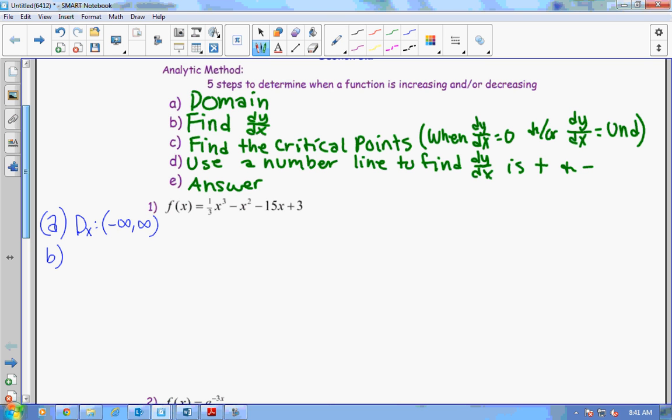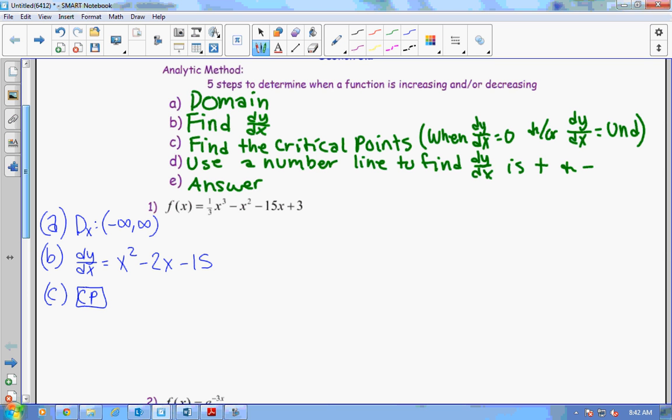Part B, we're going to find dy dx. Dy dx means take the derivative. Okay, Ariel, can you tell me what the derivative of this would be? Great, and now it becomes a quadratic function, right? Okay, so we have dy dx. Now let's find the critical points. I'm going to put CP for critical points.